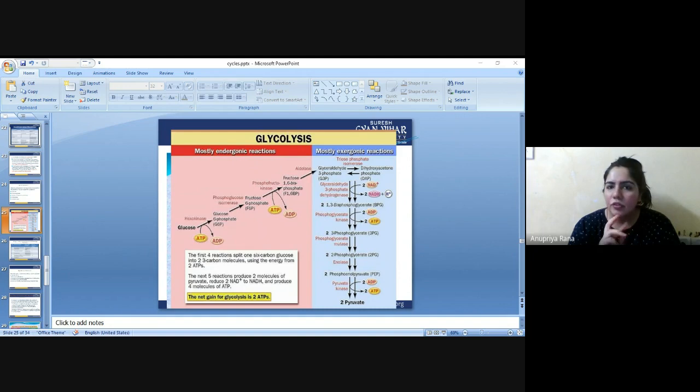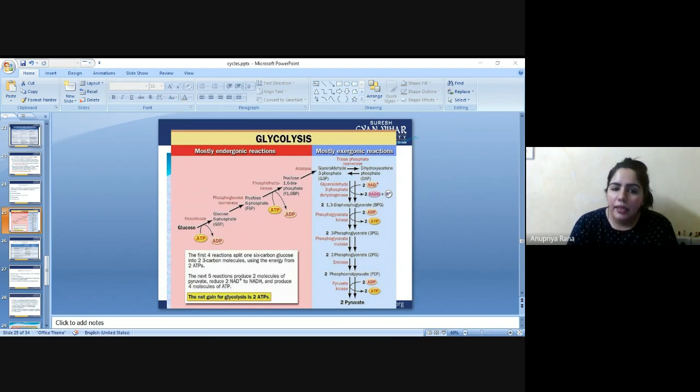ATP means adenosine triphosphate. There are 3 phosphate groups present in an ATP. But as it gives one phosphate to phosphorylate the glucose, it is left with just two phosphates, which is ADP. In this reaction, the enzyme which helps with the conversion is hexokinase. This is the first reaction.